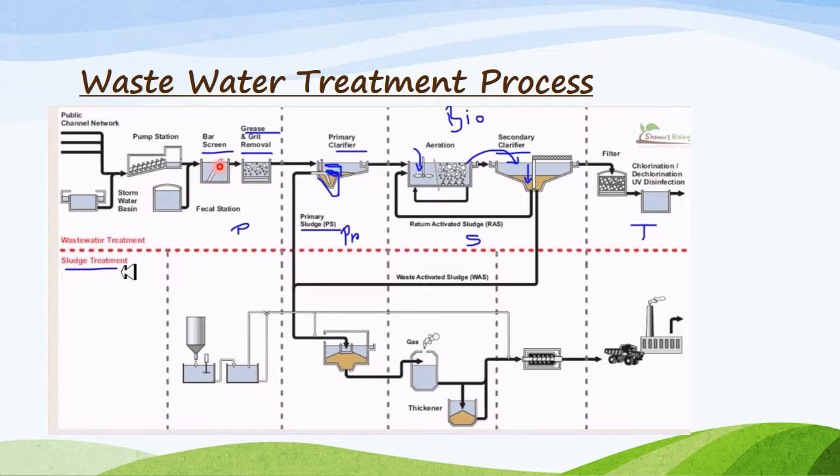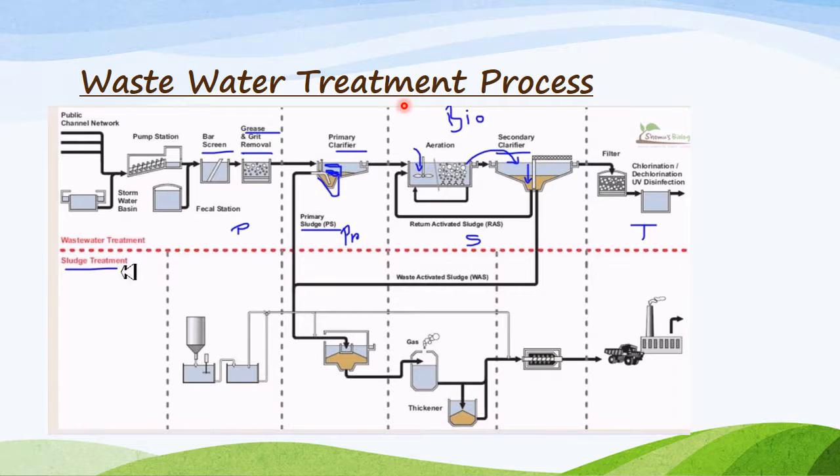Then the effluent comes to the grit removal part. In this section, normally grease and sand particles are removed. Then the effluent water comes to the first primary treatment. It contains a primary clarifier. In this primary clarifier, normally 15% of suspended solids are removed by gravity. The effluent comes to biological treatment.